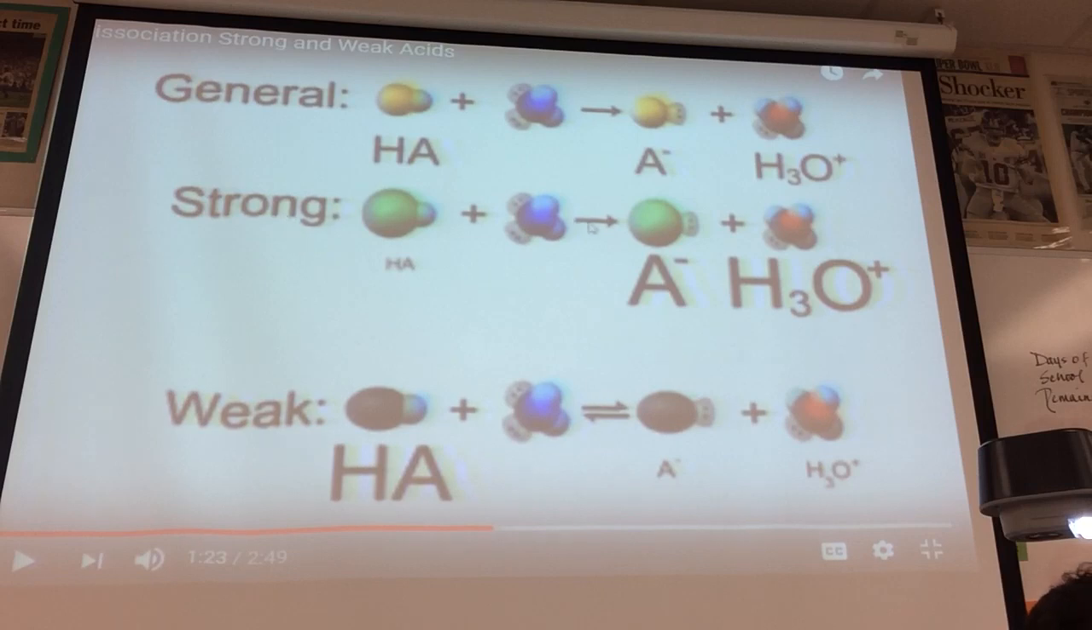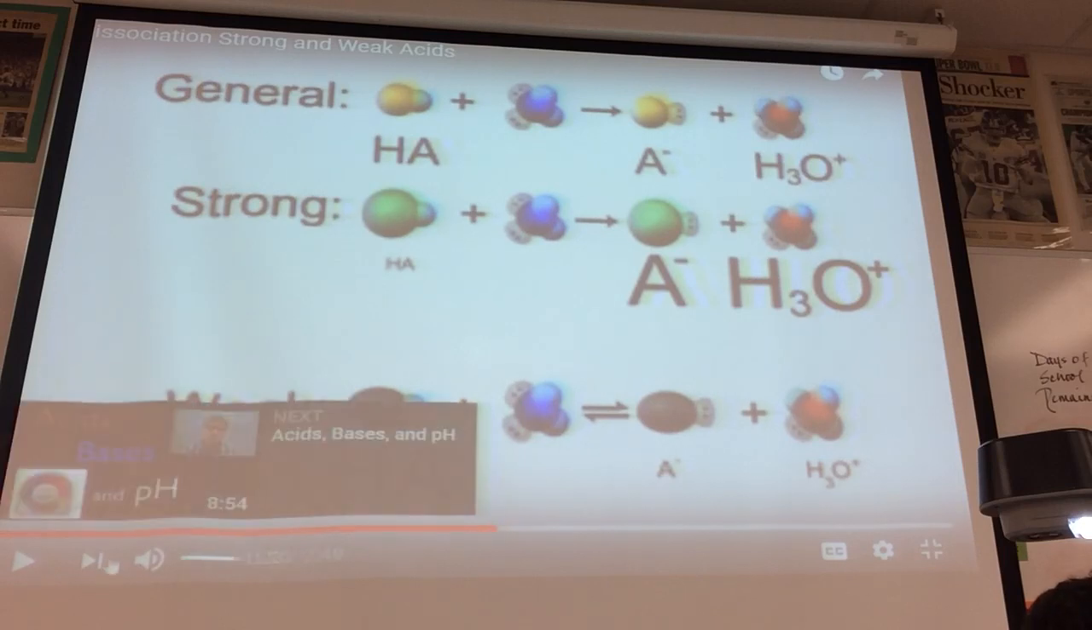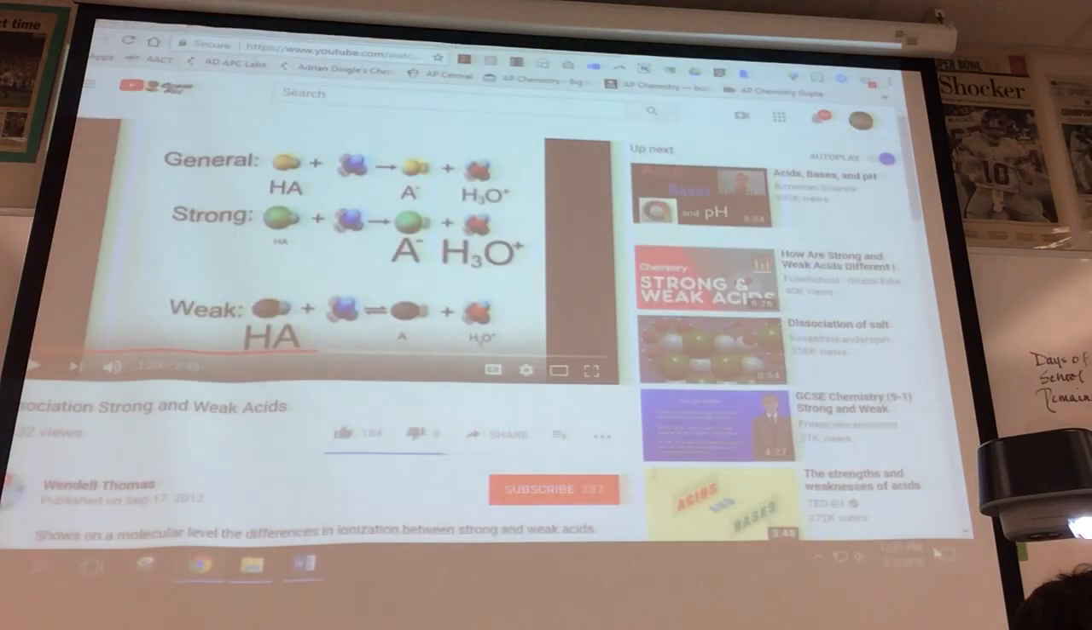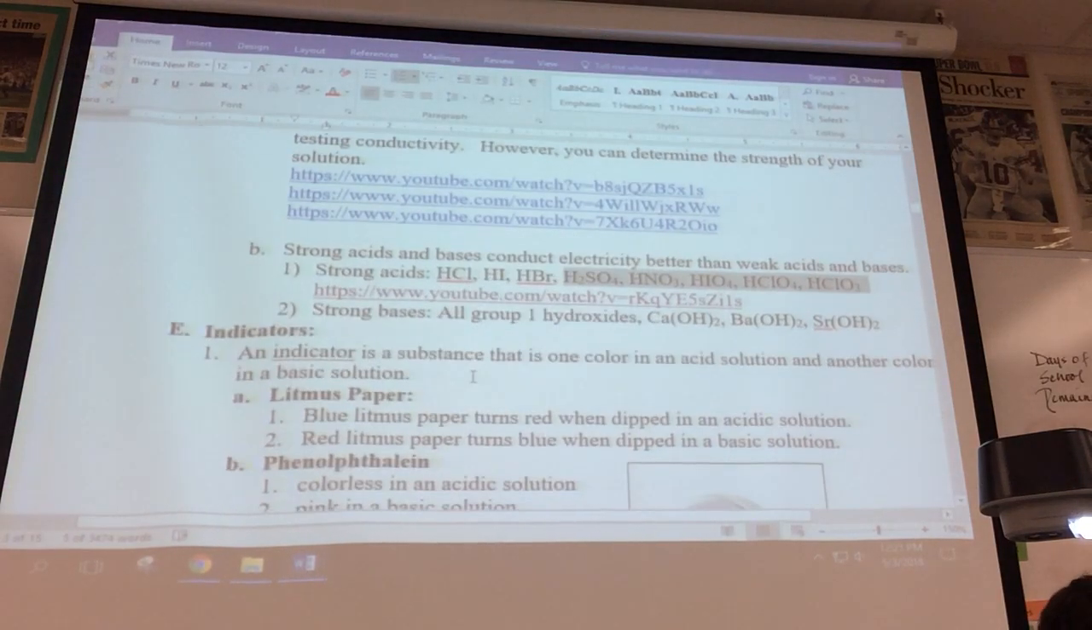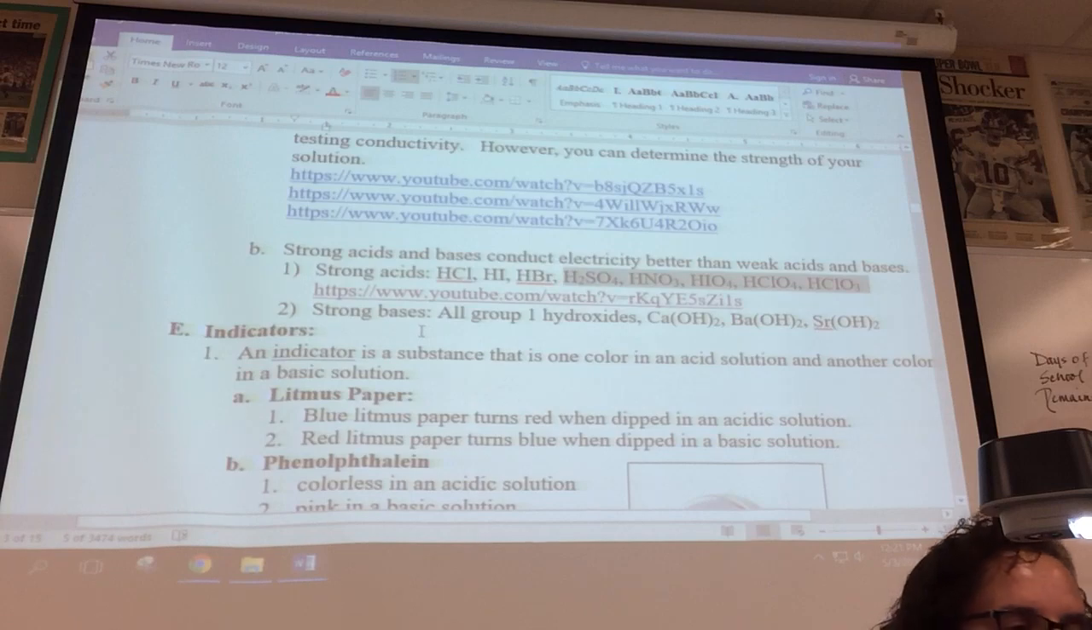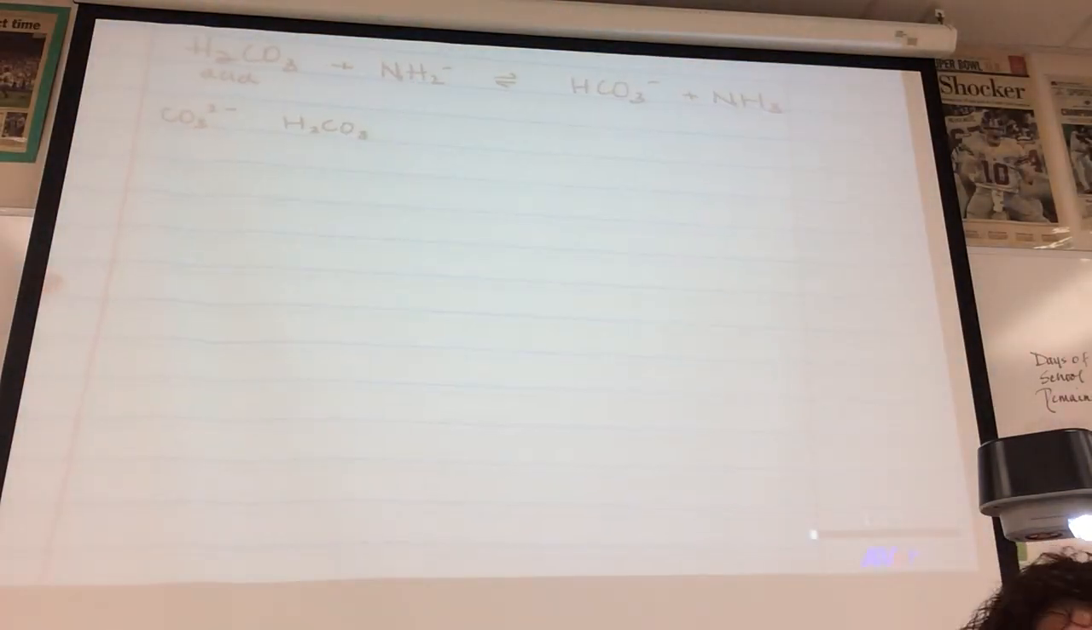So strong acids ionize completely. The reaction only goes in the forward direction. Weak acids show equilibrium reactions, so they don't ionize completely. So there are 8 strong acids, and those are listed. And again, if you have a strong acid, it ionizes completely.